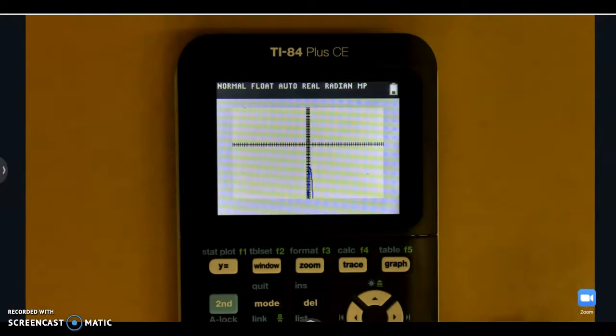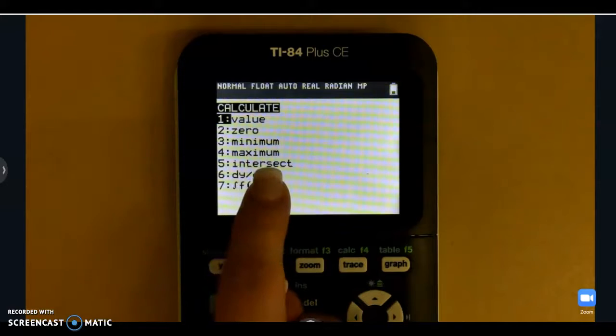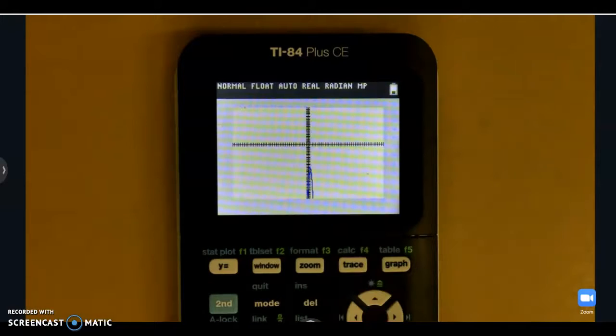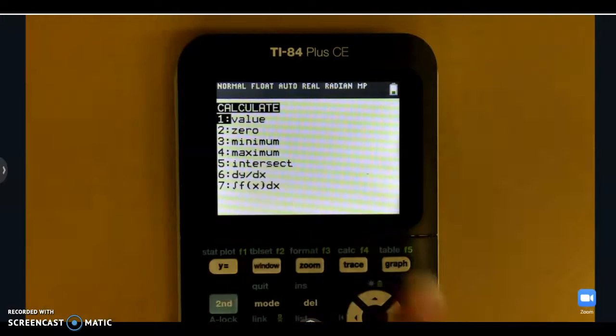Now that I have my quadratic graph, I'm going to go to second calc, and I'm going to select max or min. So let's look at our graph again. This parabola is open down. That means my vertex is a maximum. So on my calculate tab, I'm going to select the maximum command. You can arrow down or press number 4.